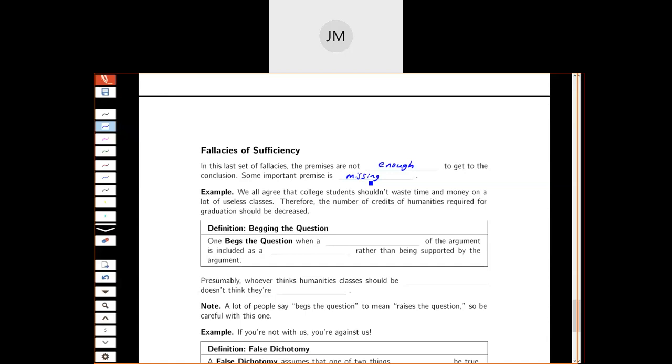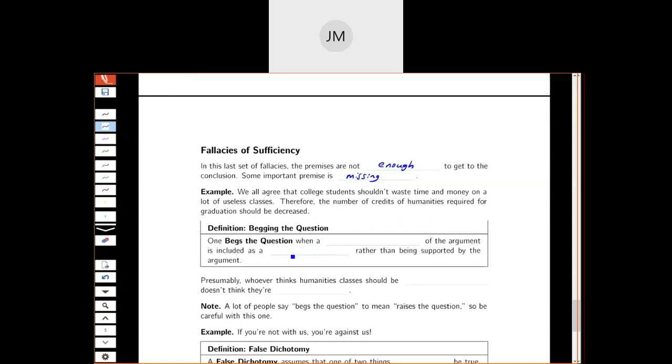We all agree that college students shouldn't waste time and money on a lot of useless classes. Therefore, the number of credits of humanities required for graduation should be decreased. Okay, so when we look at our premise here, if we say we all agree college students shouldn't waste time and money on a lot of useless classes, I might look at that and say I agree with it. Now in our conclusion though, we bring up humanities and we're like, wait, maybe humanities are really important to me. Okay, maybe not. But it's sort of changing things again. And what we call this is begging the question.